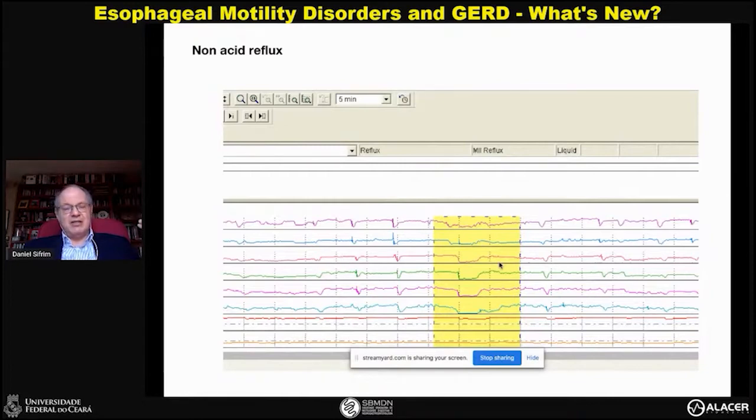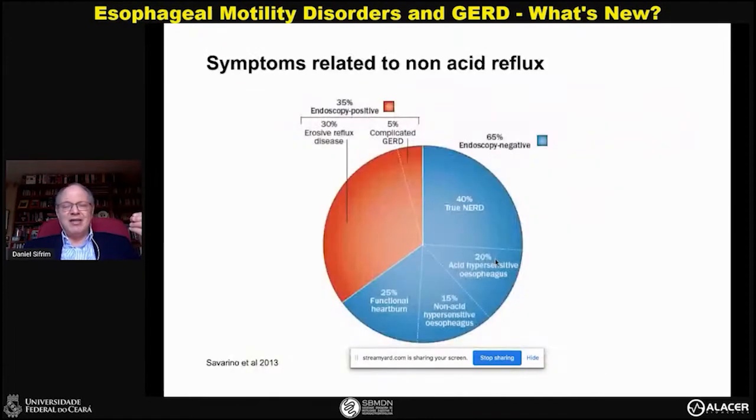Is non-acid reflux relevant? Well, it is not very relevant for mucosal damage. You will not have esophagitis or Barrett's provoked by non-acid reflux. But it is relevant for symptom perception in patients with refractory disease. It is relevant in respiratory disorders with bronchial aspiration of non-acidic contents. And it is relevant in hypersensitivity to non-acid reflux.